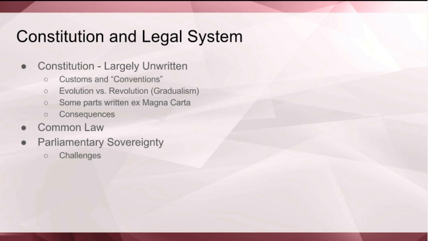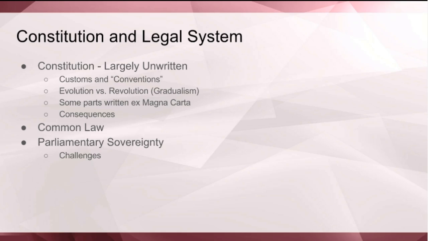There are some emerging challenges to parliamentary sovereignty, and these would be, for example, devolution. The United Kingdom has gone through a process of turning over decision-making powers to regional governments located in Northern Ireland, Scotland, and Wales. And these regional governments are asserting their right to make their own decisions regardless of what the government in Westminster wants.